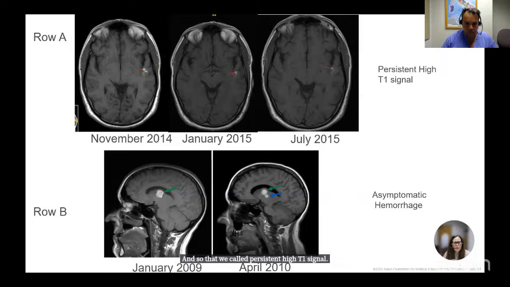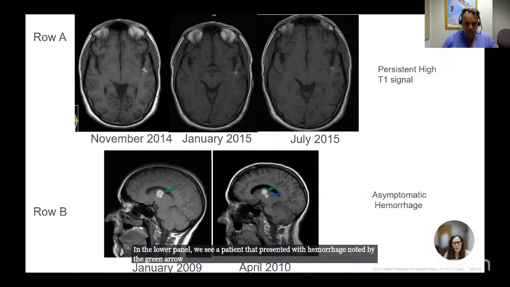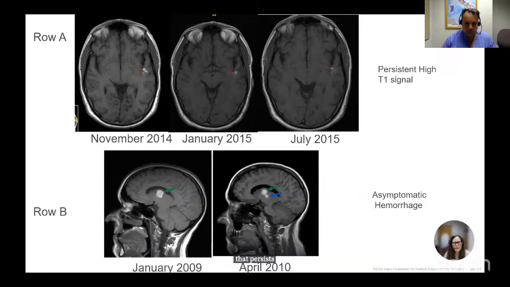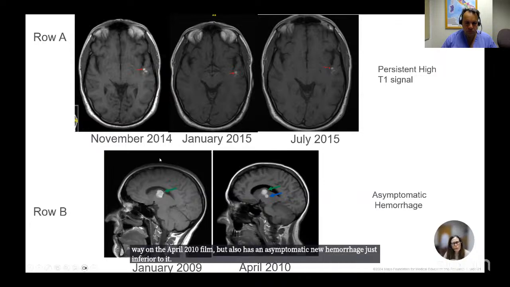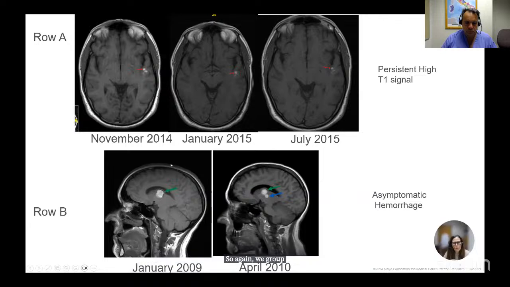In the lower panel, we see a patient that presented with hemorrhage noted by the green arrow that persists in a bright T1 on the April 2010 film, but also has an asymptomatic new hemorrhage just inferior to it. So again, we grouped this finding together when we were looking at outcomes.